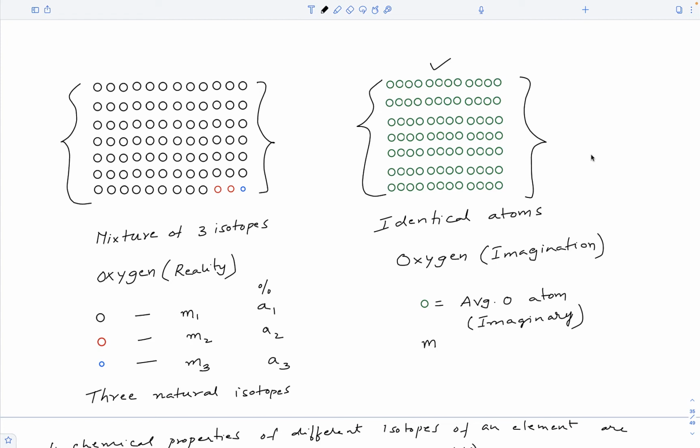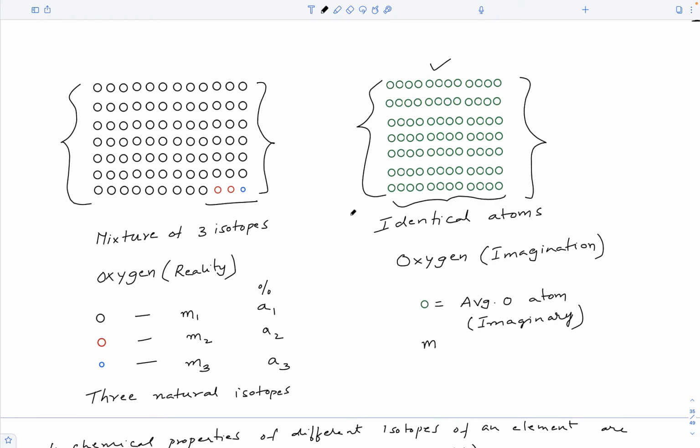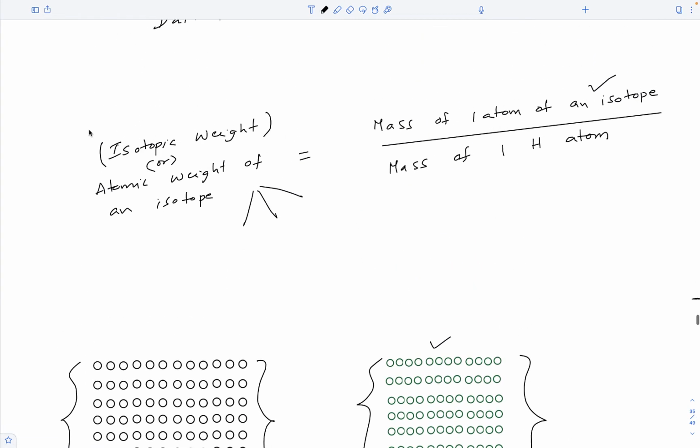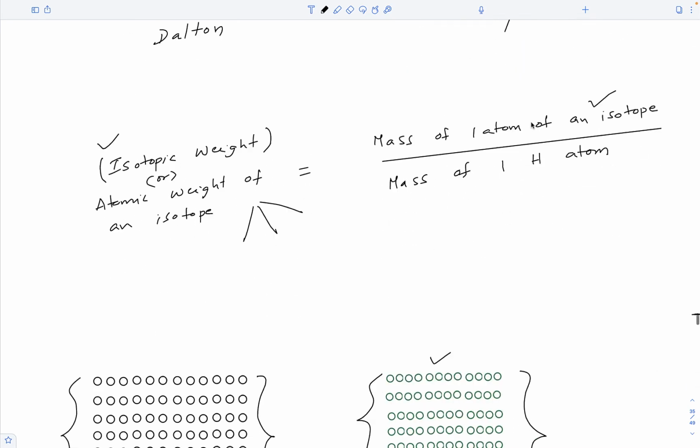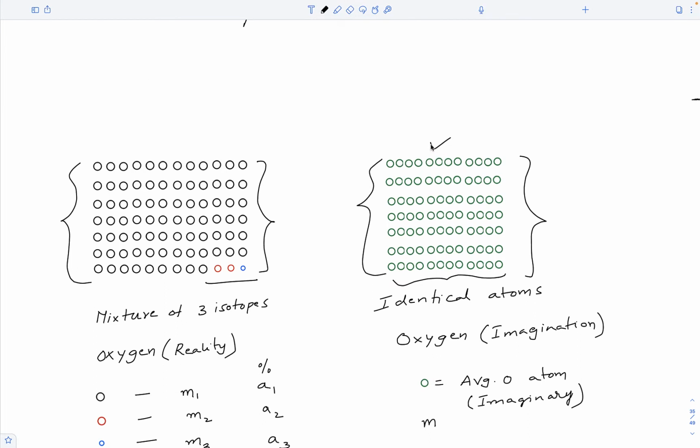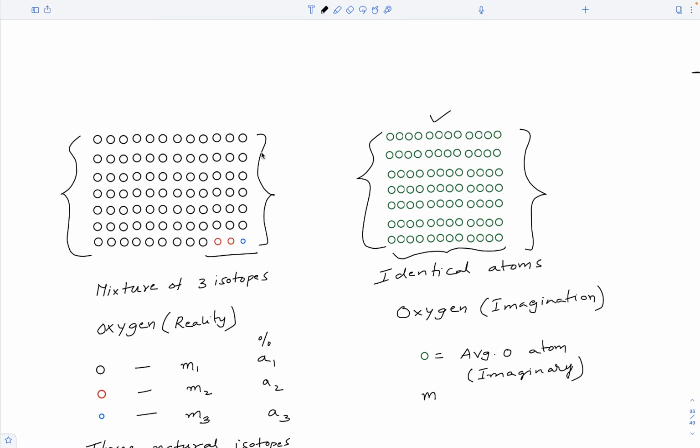So, we imagine oxygen is composed of identical oxygen atoms, though it is actually a mixture of oxygen atoms with different atomic weights. So, in case of elements that have more than one naturally occurring isotope, because it is difficult to deal with different isotopic weights of that element, we can imagine that the element is actually composed of identical atoms, though it is a mixture of atoms of different isotopes of that element with different masses.